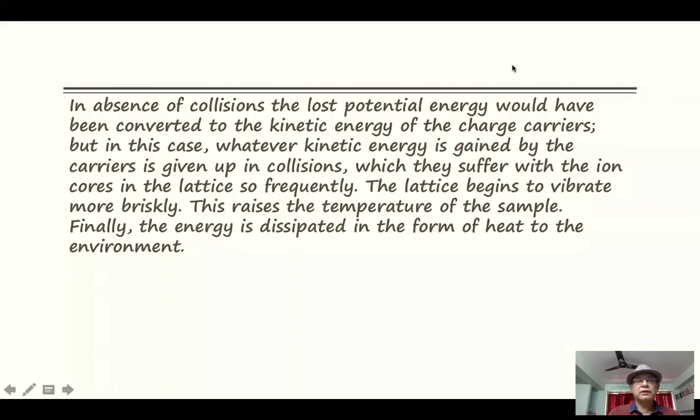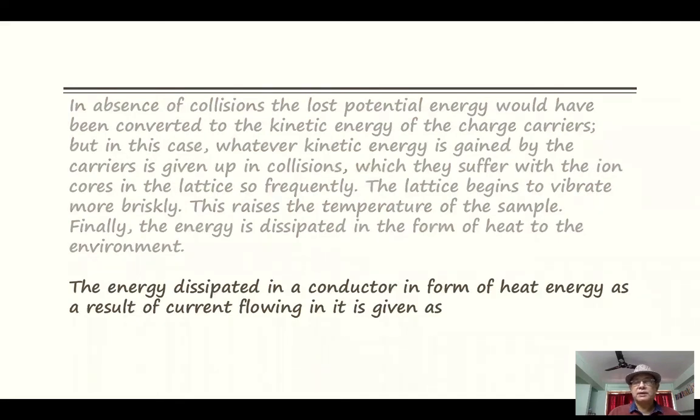In absence of collisions, the lost potential energy would have been converted to the kinetic energy of the charge carriers. But in this case, whatever kinetic energy is gained by the carriers is given up in collisions, which they suffer with the iron cores in the lattice so frequently. The lattice begins to vibrate more briskly. This raises the temperature of the sample. Finally, the energy is dissipated in the form of heat to the environment.